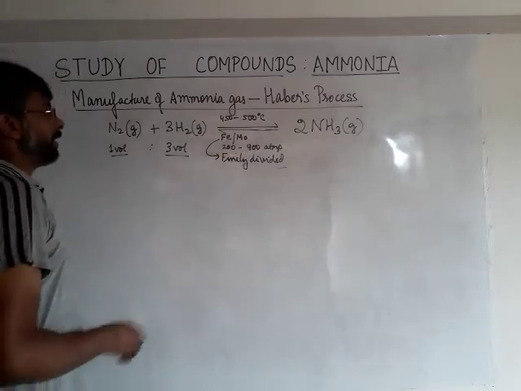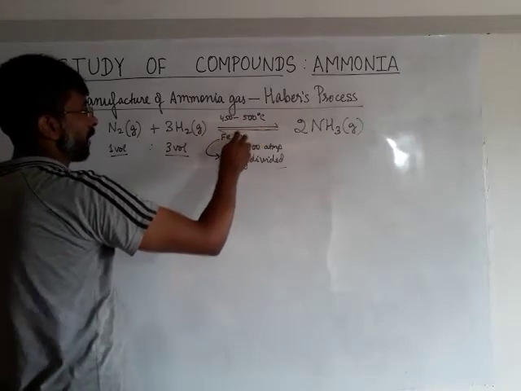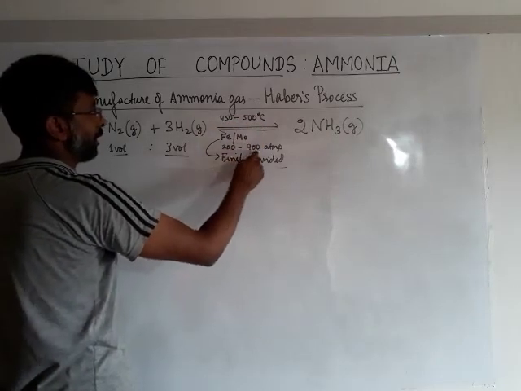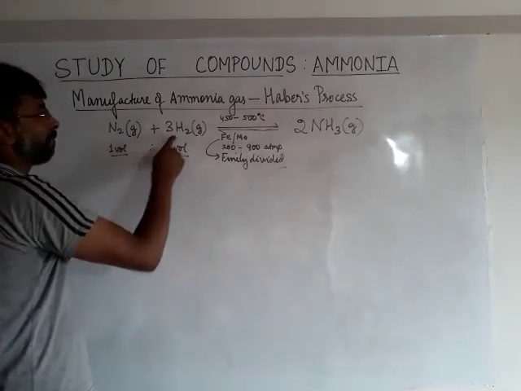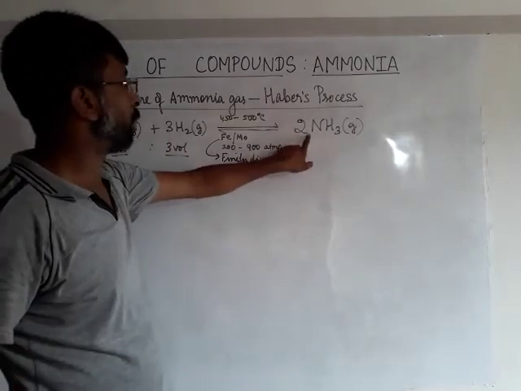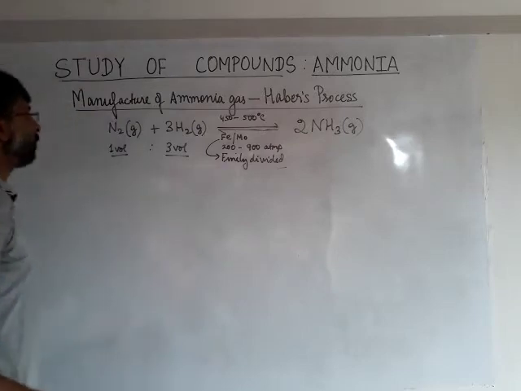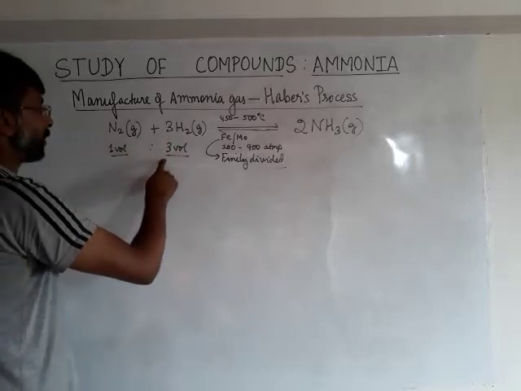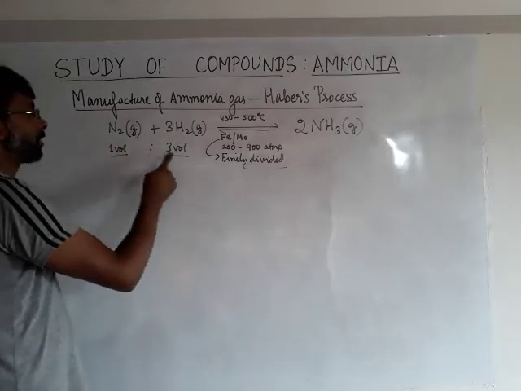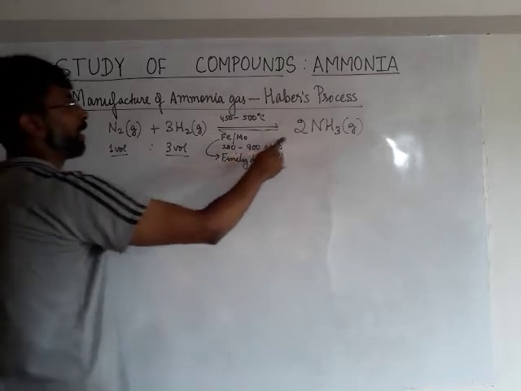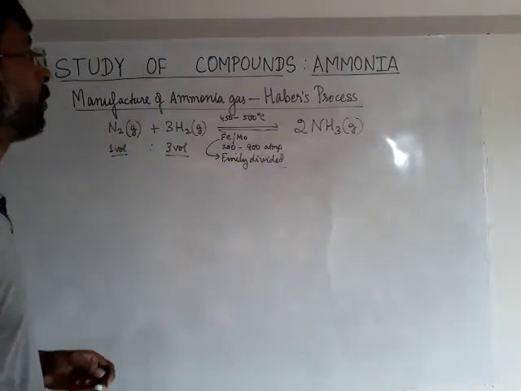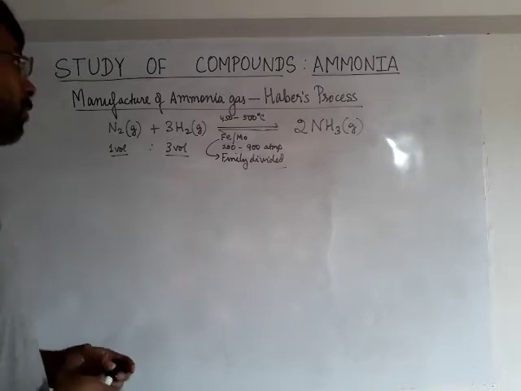So, when these conditions are met, the catalyst, the temperature, the promoter, the pressure, then these 2 gases combine to prepare ammonia gas, 2NH3. Now, here you will see that nitrogen gas is taken as 1 volume, hydrogen gas is taken in 3 volumes. So 1 volume plus 3 volumes, because of high pressure, we get ammonia gas which is only 2 volumes. Now, this is how you manufacture ammonia gas by the Haber's process.